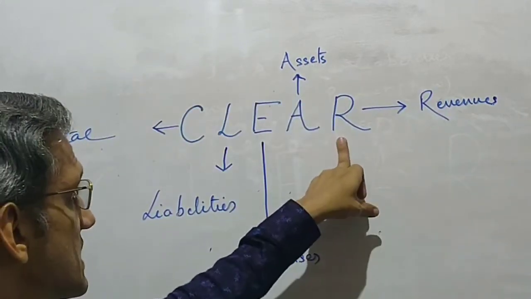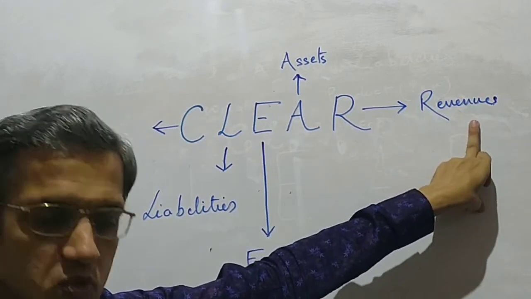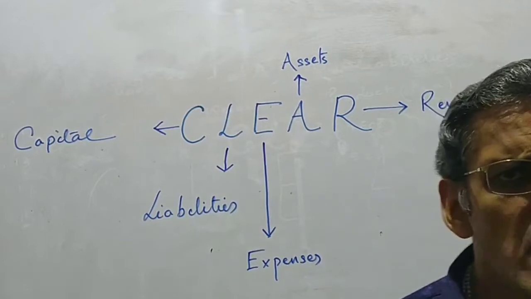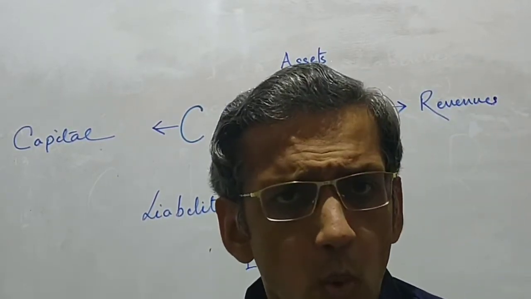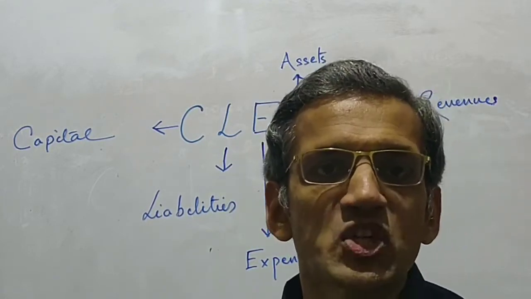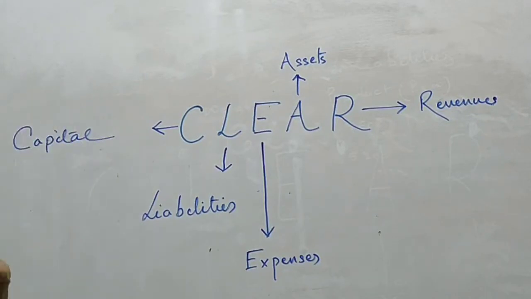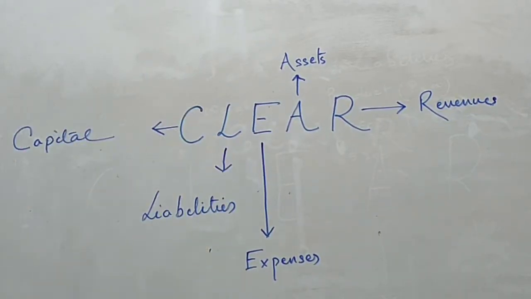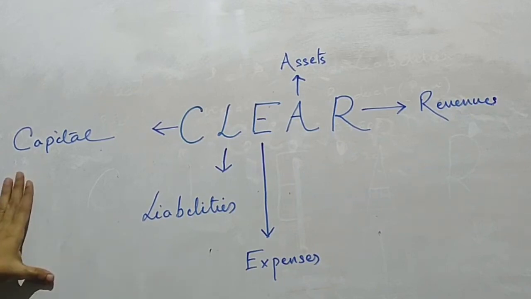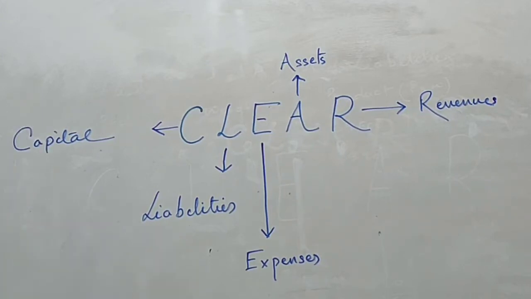The next one is the last letter, R, and it stands for revenues. What is revenues? In simple words, I should say revenues means sales, which helps you to bring inflow of cash in your business. That is revenue. Now, I would like to give you examples for some of these. Capital is very clear, amount invested by the businessman. Liabilities, I am taking some examples.